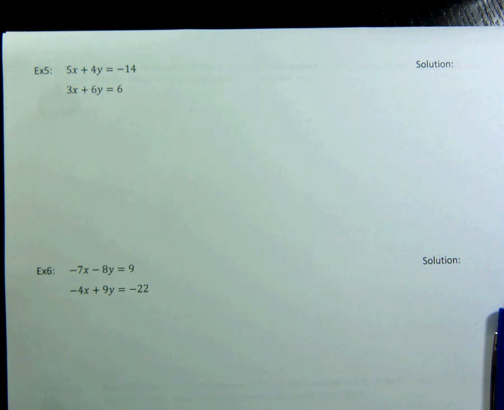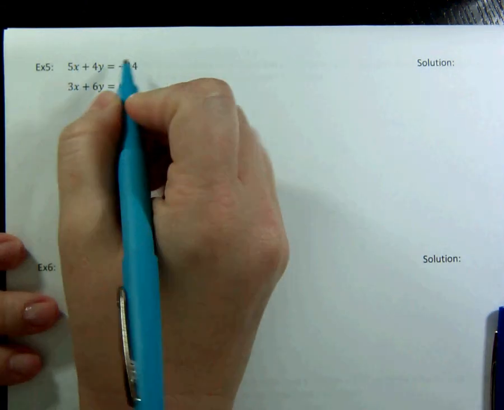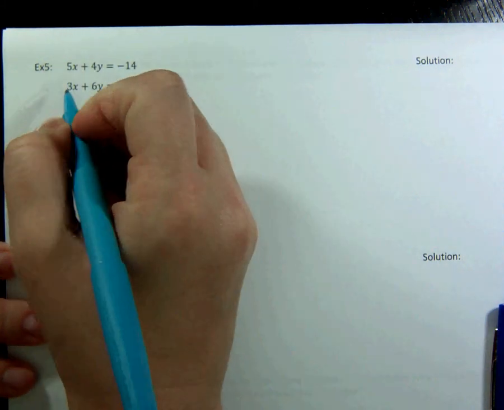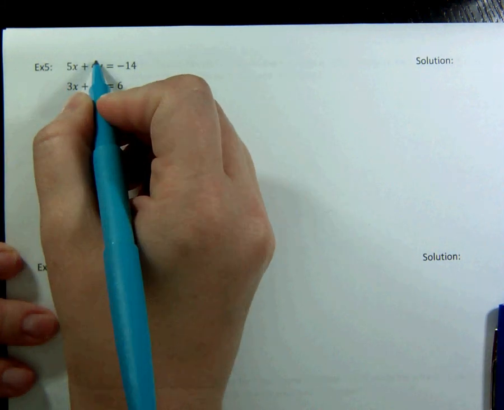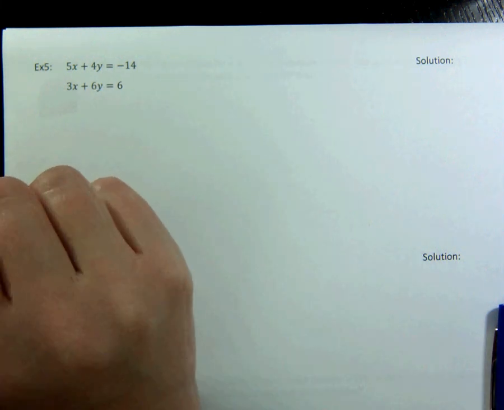Let's continue with example 5. We're using the elimination method. Here in this example, we're in standard form, everything's all lined up. If you look at your coefficients, you have 5, 3, 4, and 6. None of them match and none of them are opposite signs.